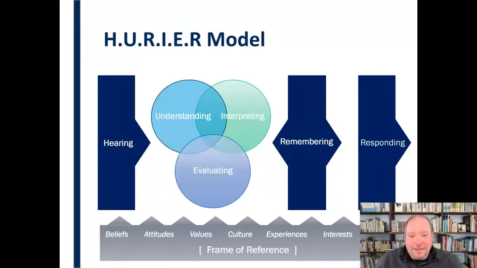Now, if we look at this in the context of the model, the letters are a little bit out of order. So we've talked about hearing and understanding. Now we're going to eventually talk about interpreting and evaluating, but jumping ahead a little bit to talk about remembering. Memory is an important part of the listening process. We've got to be able to remember it to different degrees and different extents. So let's take a look at what that looks like.